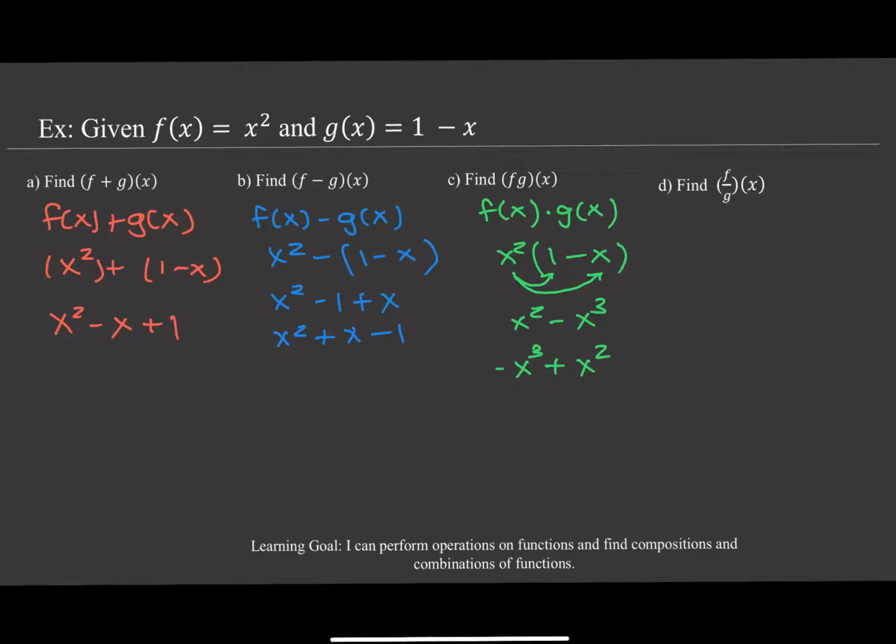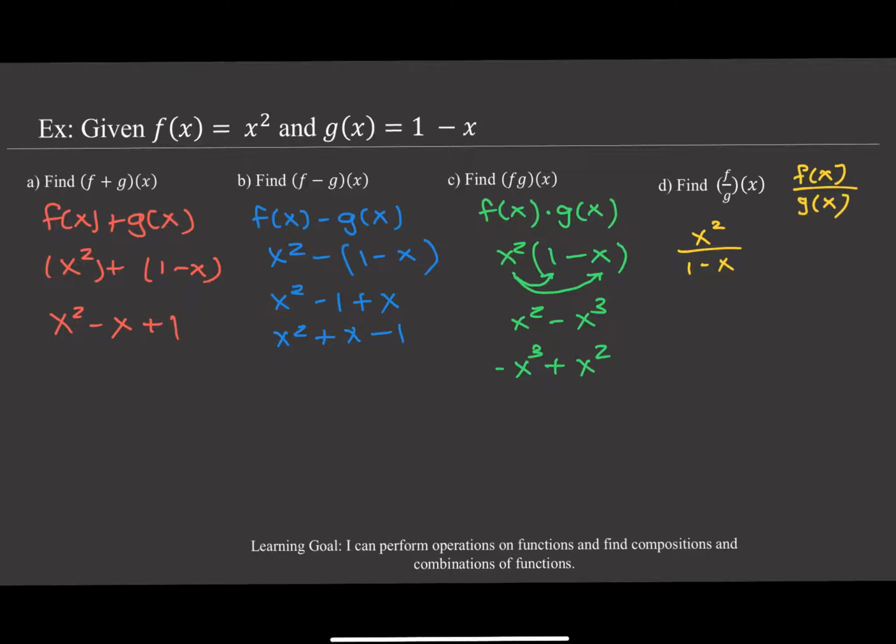And so now for division is where we have to worry about our domain. So if we take f of x and divide it by g of x, we're going to have x squared divided by 1 minus x. And there isn't much simplifying you have to do for this problem, but you do have to think about the domain restrictions. So since we are dividing and we could potentially have a 0 in the denominator, we have to watch out for that one restriction.